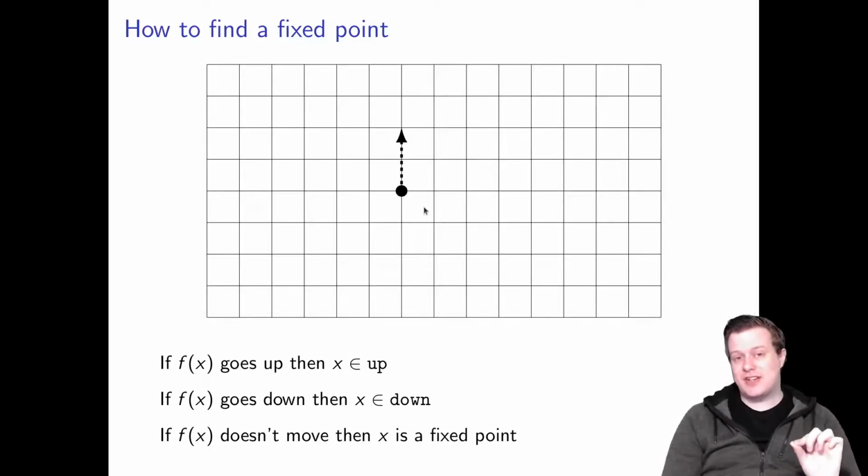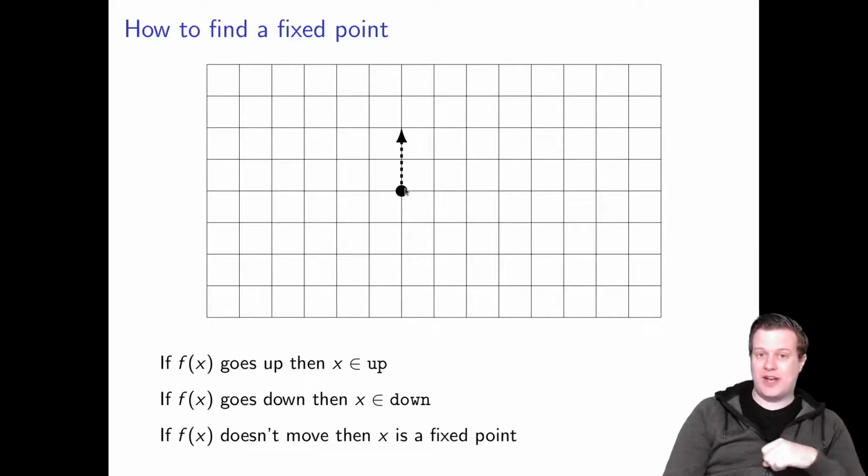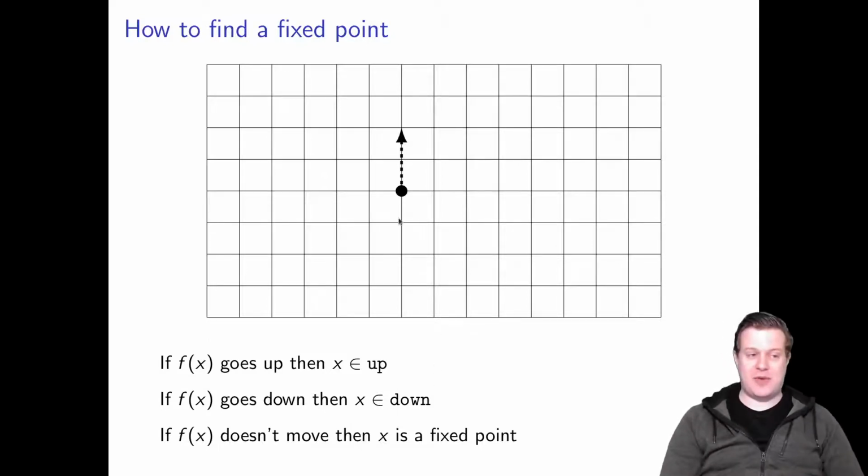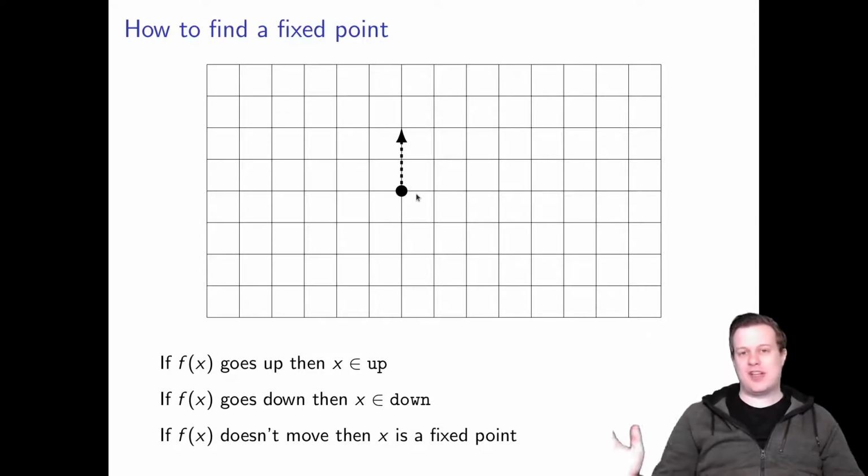Now one observation is, given that it's not moving left or right, if f moves this thing directly upwards, then we have that x is less than f of x, meaning that x is in the upset. Conversely, if this arrow was pointing downwards, then x would be bigger than f of x, and so x would be in the downset. And if we get really lucky, maybe x doesn't move at all, in which case x is already a 2-dimensional fixed point, and we're really happy because that's what we were looking for to begin with.